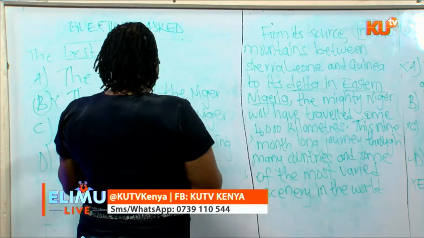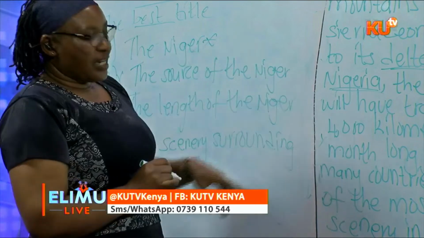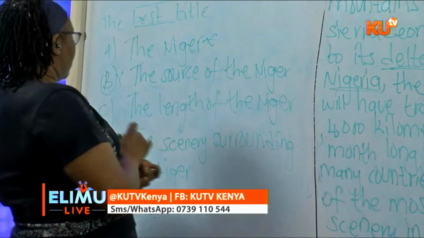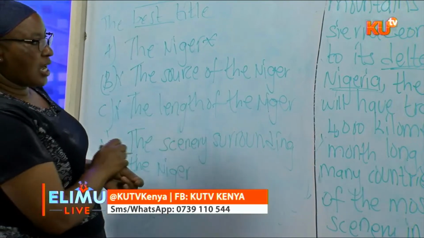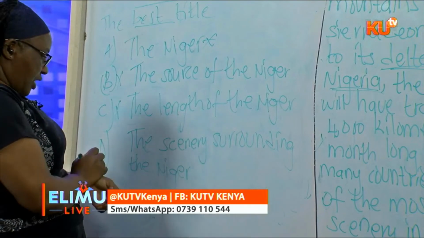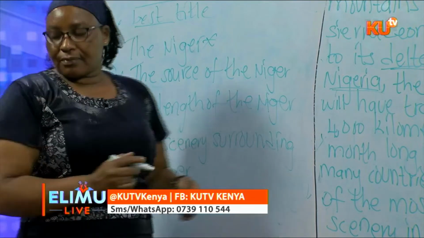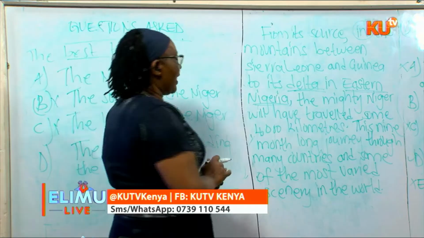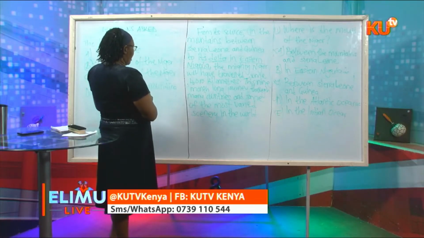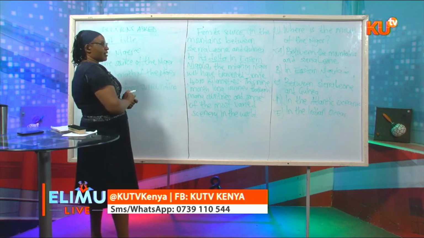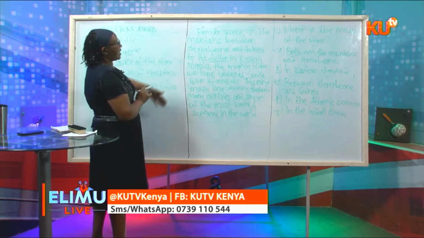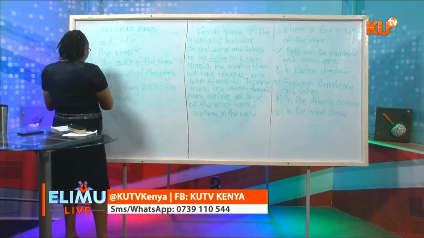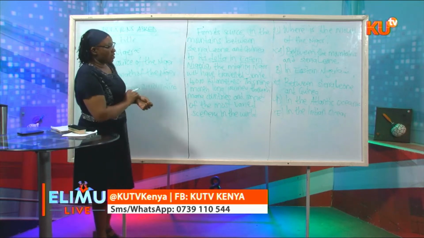Then we move to the length of the Niger. The length of the Niger has only been mentioned and it is part of the Niger River. So it is not what is being talked about in that passage. The scenery surrounding the Niger. Now, if it is about the scenery, then you could have been told about how the scenery looks like, the scenery surrounding the Niger, maybe as it meanders from its source to its mouth or its delta. And so alternative D is not the correct alternative.